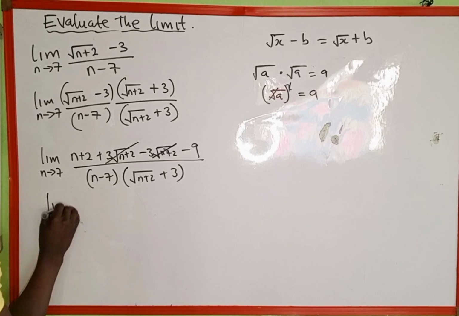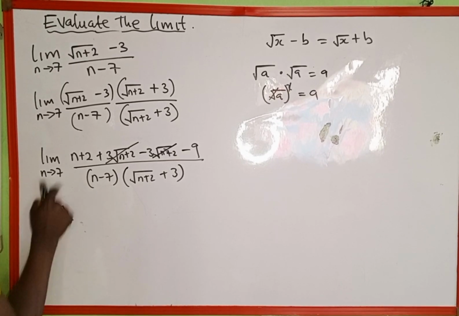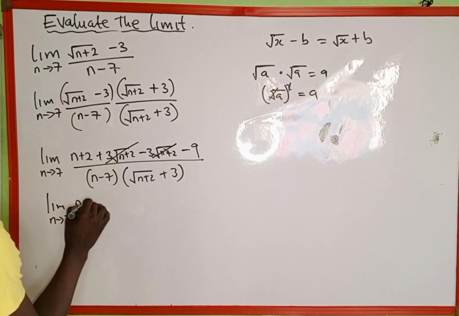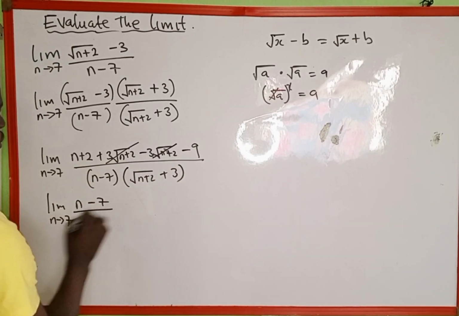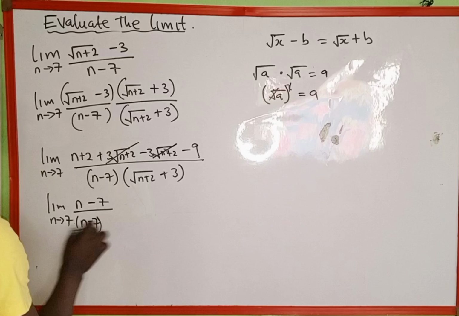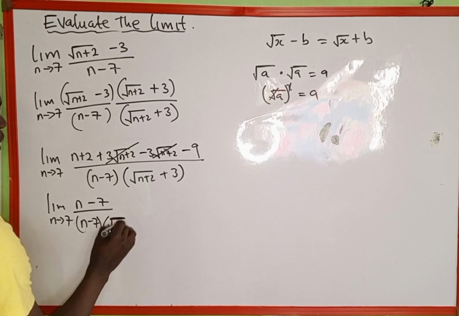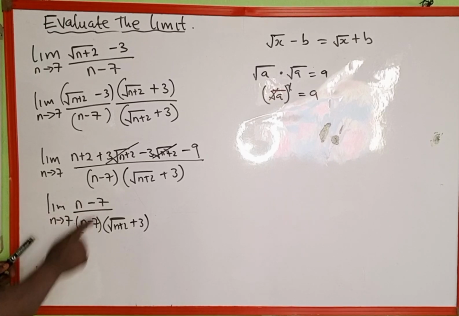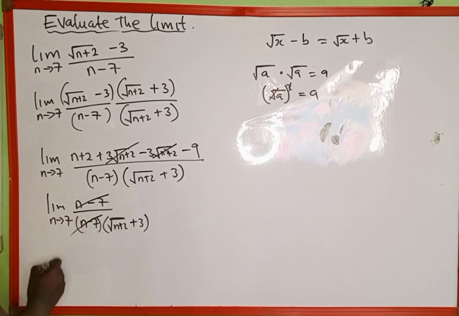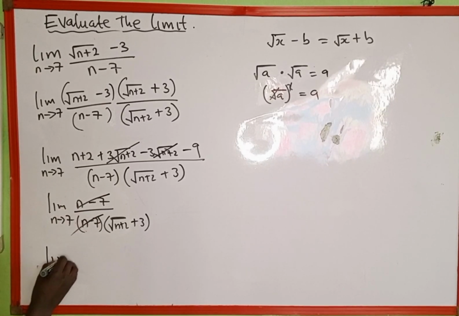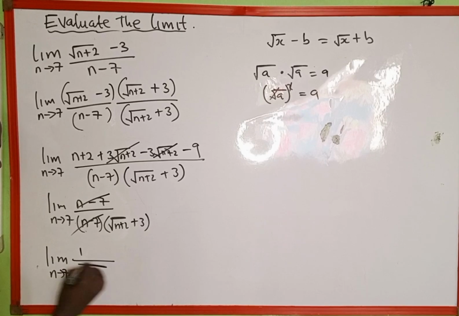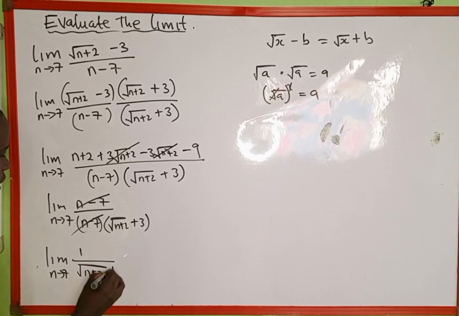So the limit as n approaches 7 now will be n, then plus 2 minus 9 is going to give us minus 7. Then everything all over n minus 7, multiplied by what? Root of n plus 2, then plus 3. So what do you notice here? n minus 7, n minus 7. So this is going to divide and cancel. We are left with the limit as n approaches 7, then in the numerator we have 1 over square root of n plus 2, then plus 3.